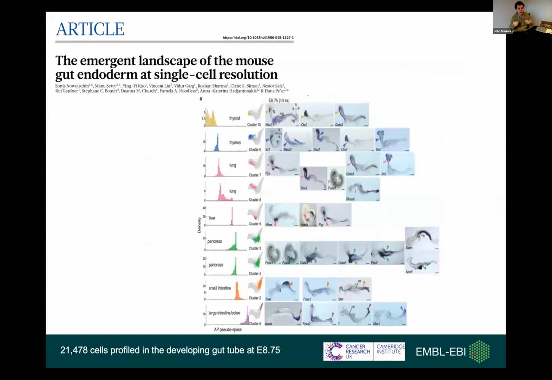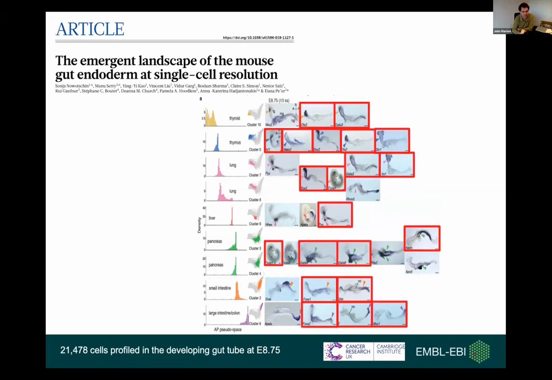And just to close, one particularly nice biological application of these data comes in looking at the development of the gut tube. So beautiful work from Kat Jantanakis and Dana Pe'er's lab at Memorial Sloan Kettering has probed the expression of genes along the anterior posterior axis of the gut tube. And many of the genes that they characterized as being expressed in particular locations were profiled using our seqFISH experiment. Here they are boxed in red.